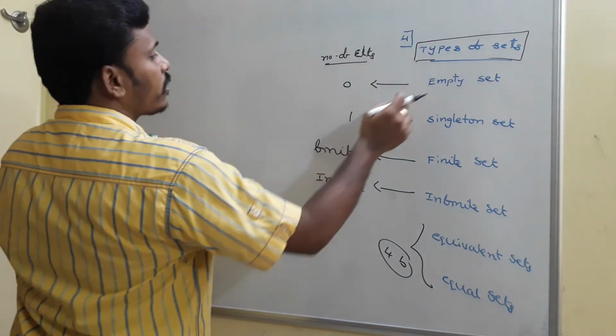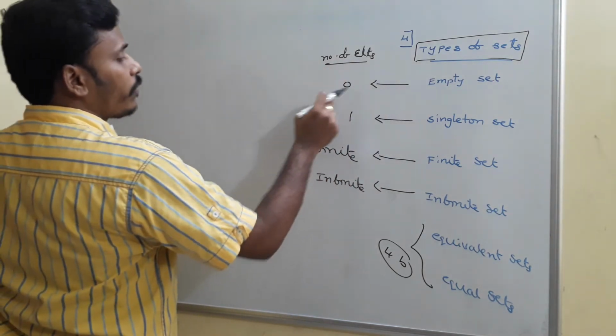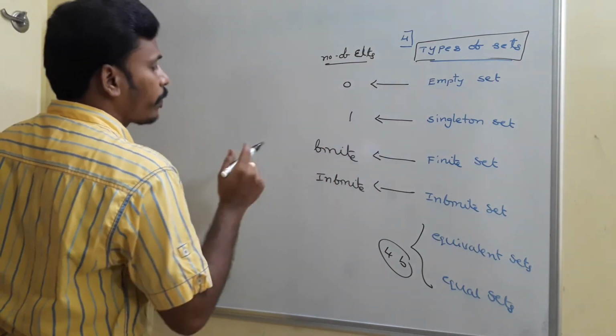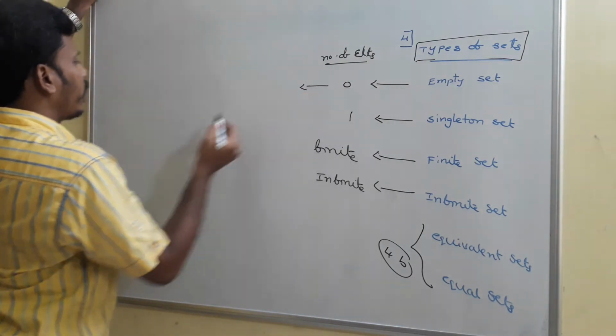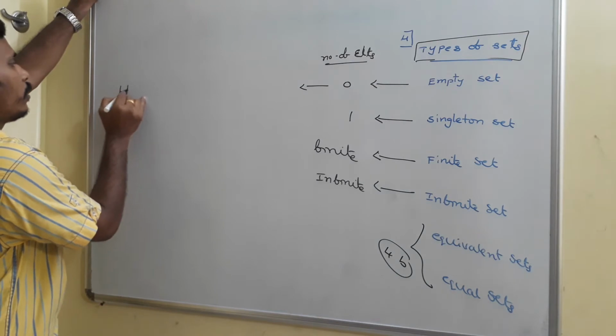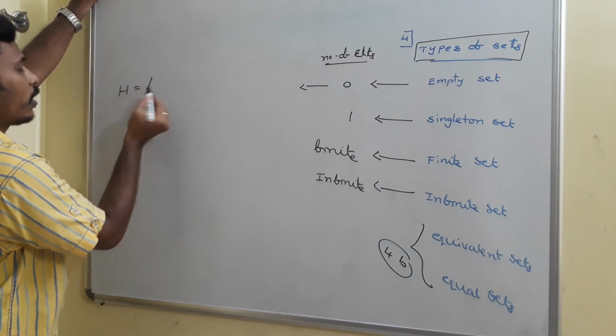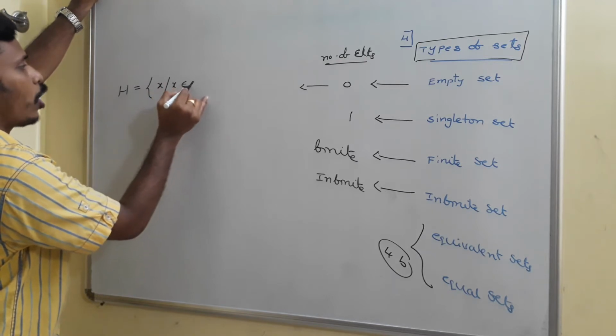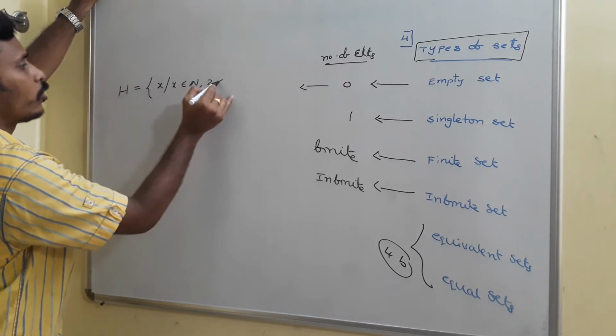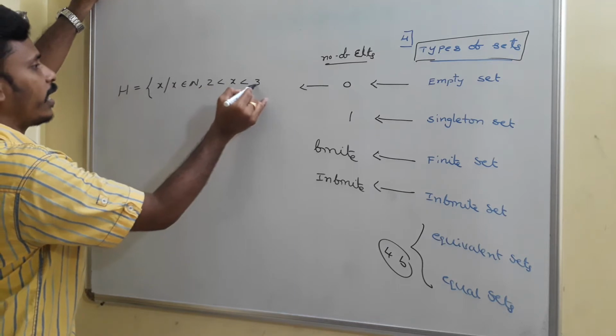Empty set, in the sense what? The number of elements in the set, if it is 0, we call it an empty set, right? Let us go with an example. I am trying to give an example for an empty set. For example, H is equal to the set containing x such that x belongs to N, comma 2 less than x less than 3.